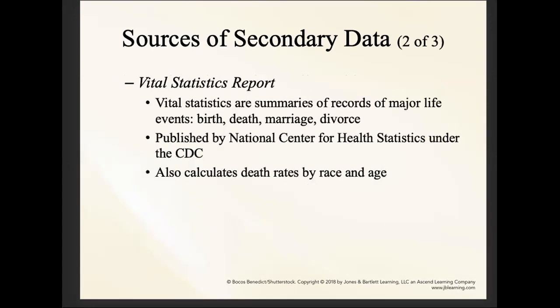Another source of secondary data is the Vital Statistics Report. So vital statistics are statistical summaries of records of major life events such as births, deaths, marriages, divorces, and infant deaths. It's published by the National Center for Health Statistics, which is under the CDC, and it calculates death rates by race and age.